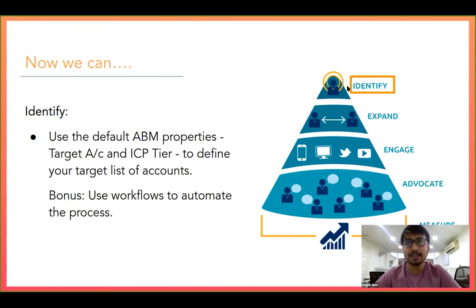So the first part is identify, which is essentially you define your target accounts and what accounts you want to chase. To answer that, HubSpot has launched 3 default properties. Two of them are company properties, so you can find target account and ICP tier, ideal customer profile tier, as 2 properties in your portal. The target account property is just a simple yes and no, whereas the ICP tier is a checkbox. For any company, you can mark them target account yes or no, and you can mark them with the ICP tier. By default, there are 3 tiers: tier 1, tier 2, and tier 3.